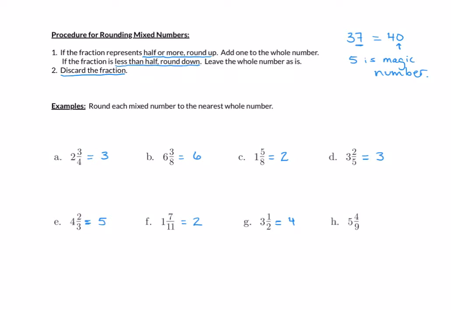What about 5 4/9? If I have 4 out of 9 pieces of candy, my friend has 5, so I'm not happy. I'm going to round down. So I'm going to leave my whole number the same and drop my fraction. Okay, so we're going to use this when we get into estimating. And remember that estimating means we round and then we perform the operation. So we'll see this again shortly.